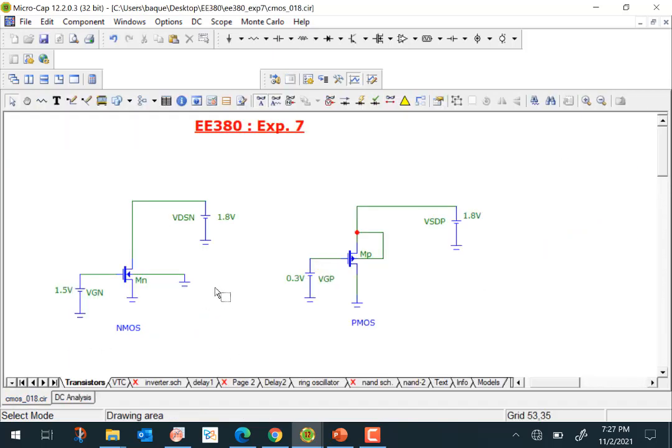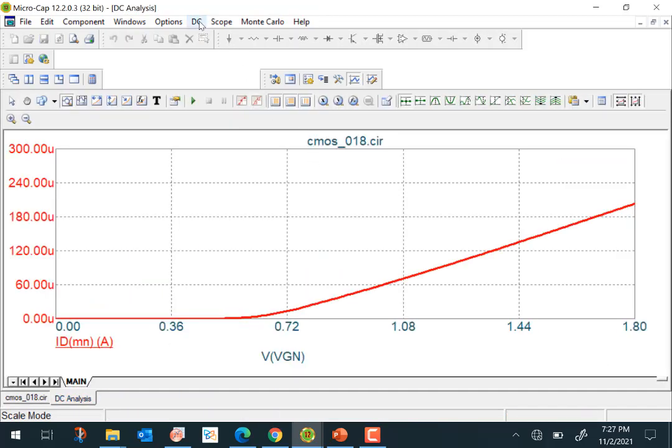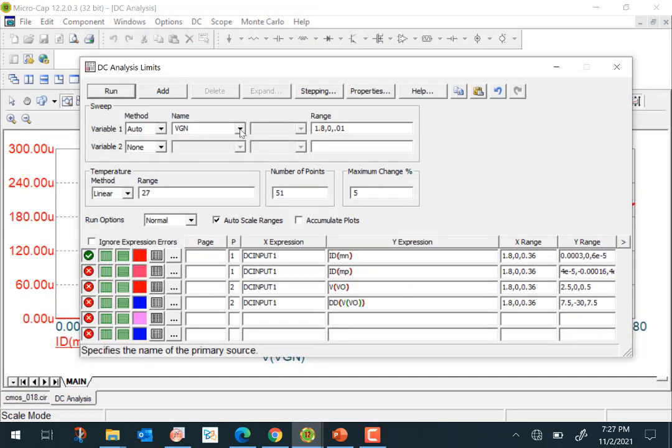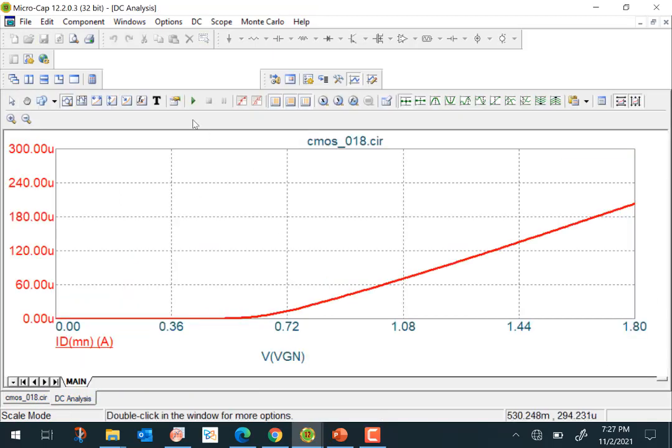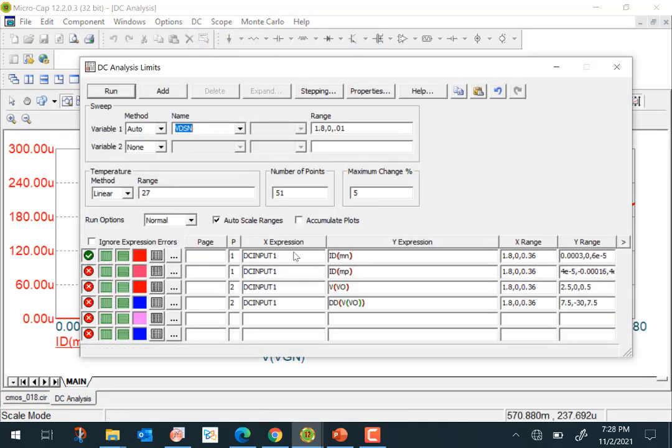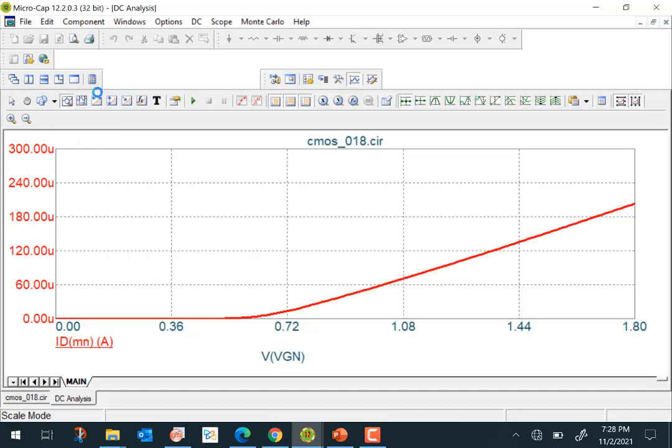If you wish, you can explore the current versus the drain to source voltage also. So we can go back to DC limits here. Instead of gate voltage, we can put VDSN here, and again we vary from 1.8 to 0 in steps of 0.01. So it's going to simulate ID versus VD, because the x-axis would be VDS, for a fixed gate to source voltage. In our case, the gate to source voltage is fixed to 1.5, and of course, you can change it if you want. Let's see here, limits, ID of Mn, VDS, and let's run it here.